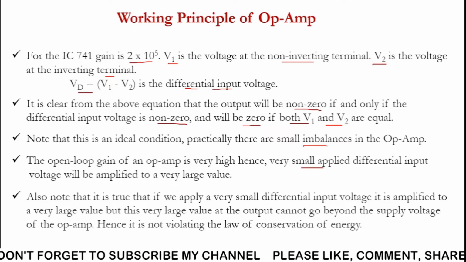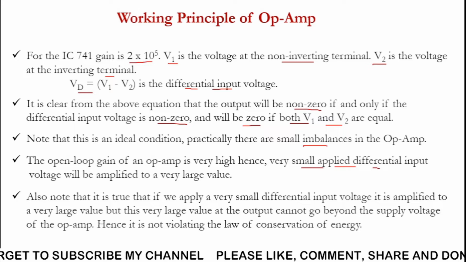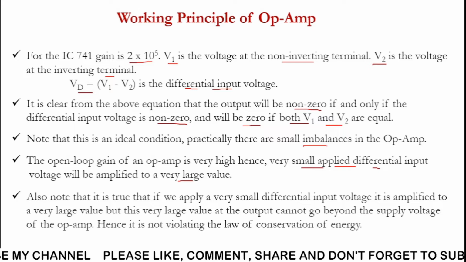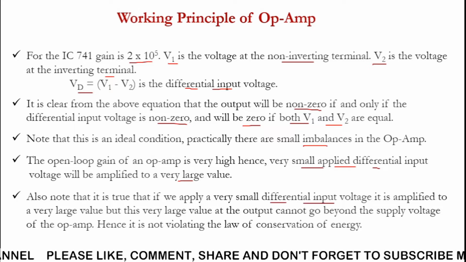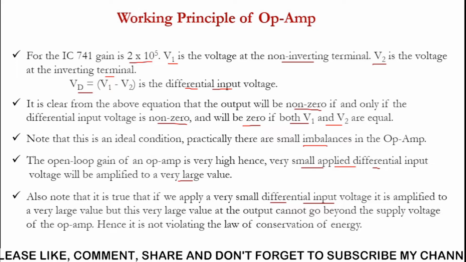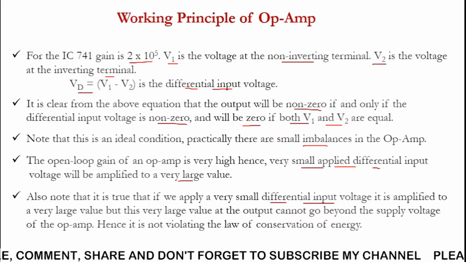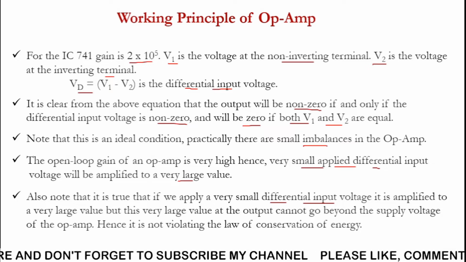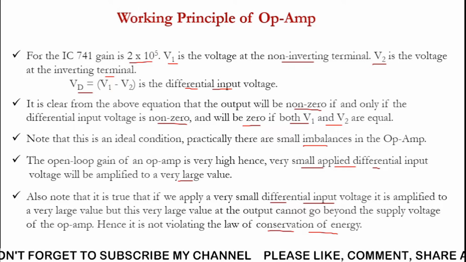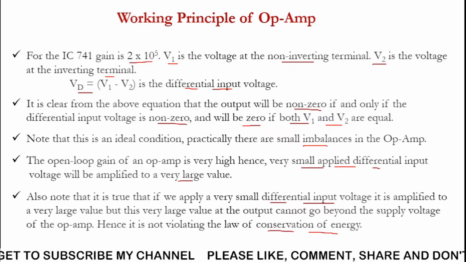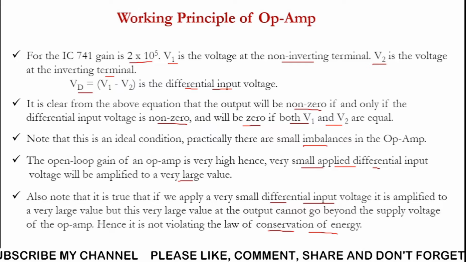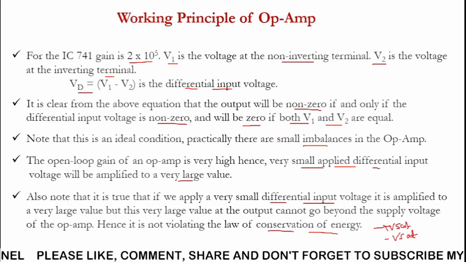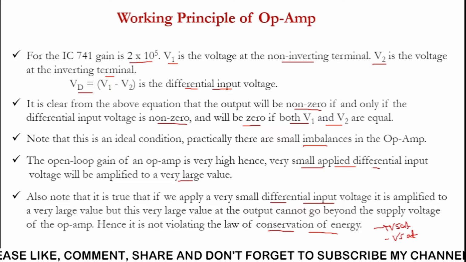In the ideal condition, or practically, there are small imbalances in the op amp. That's why a very small applied differential input leads to a very large output, but this large voltage will not go beyond the supply voltage. Hence it is not violating the law of conservation of energy. So we can use the operational amplifier in open loop, but the output will not be infinity, it will be plus V saturated or minus V saturated.